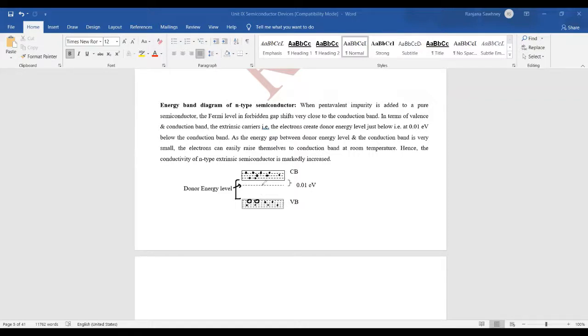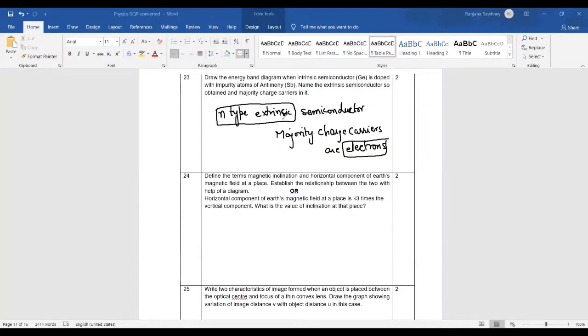Why? Because these majority charge carriers are forming an energy level, the donor energy level, just below the conduction band, and from here the electrons can easily jump to the conduction band. So this energy gap decreases, and that is why its conductivity increases. So it is an N-type extrinsic semiconductor and the majority charge carriers are electrons.